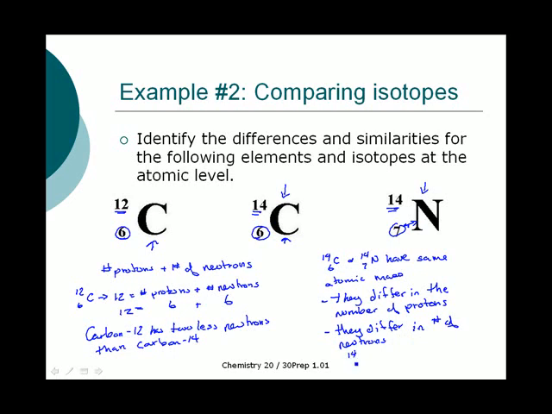Carbon-14 has, as we said before, 2 more than carbon-12, so it has 8 neutrons. Nitrogen, I'll just write it down here, has only 7 neutrons, because it would be 14, the atomic mass, minus 7, is equal to 7 neutrons. So those two elements are actually quite different. Even though they have the same mass, they differ in both the number of protons and number of neutrons.